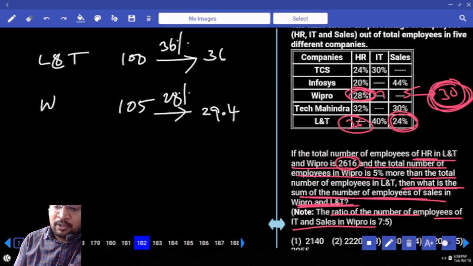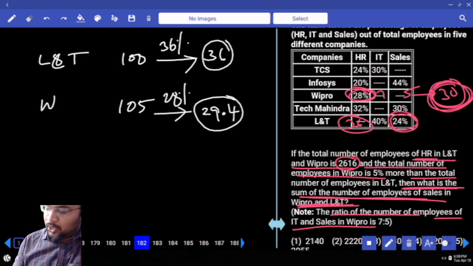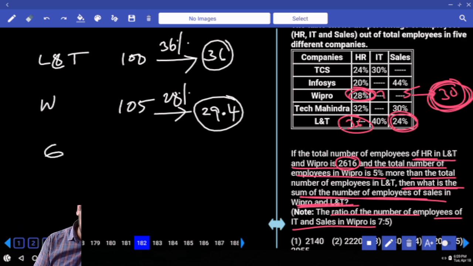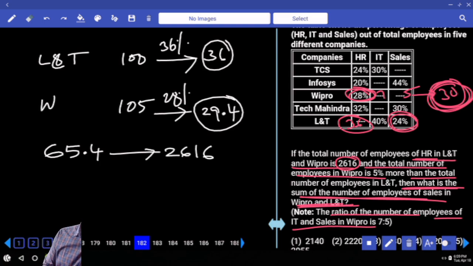Together it is how much? 36 plus 29.4 is 65.4. This value is equivalent to 2616. Now look at it here, all of you. 65.4 how many times is 2616? 40 times.